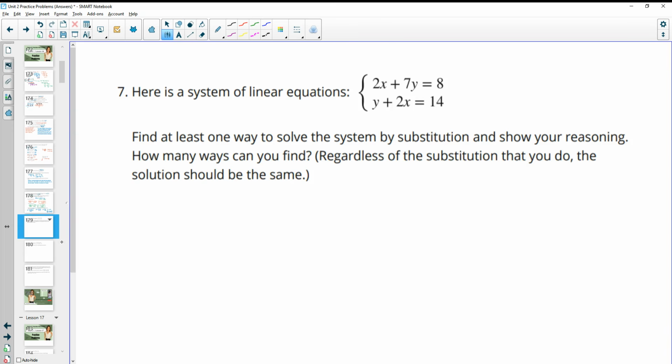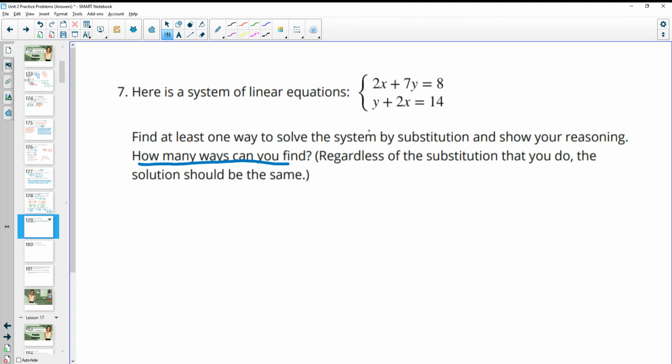Number 7, here's another system. Find at least one way to solve this system by substitution. Show your reasoning. Then how many ways can you find? Regardless of the substitution you do, you should get the same solution. So this one wants substitution.